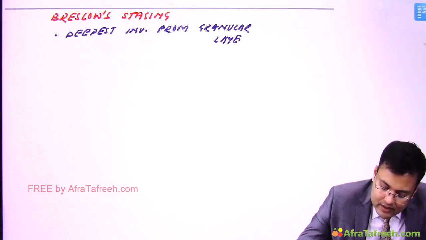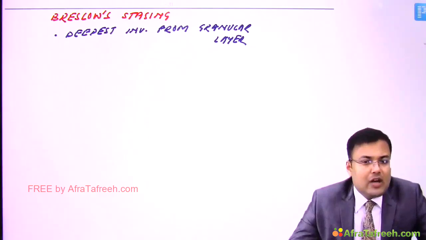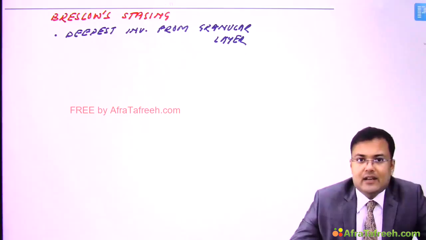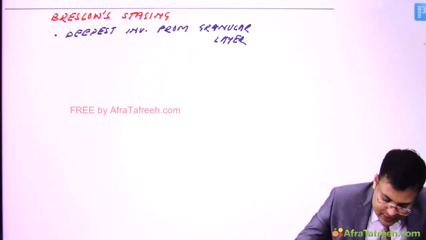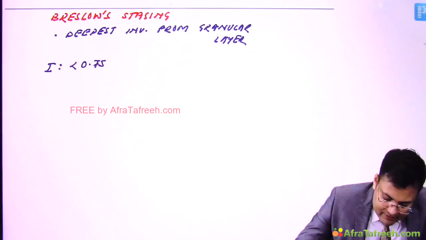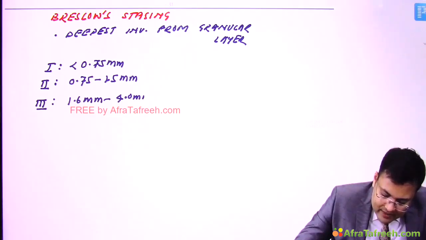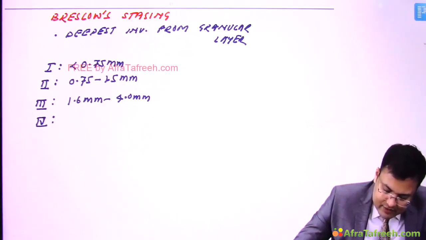Okay? This staging is different in Bailey. Bailey is having certain errors related to this staging. So I am discussing the staging which is given in DVita, right? So see, what is the stage 1? When the depth of invasion is less than 0.75 mm. What is the stage 2? It is 0.75 to 1.5 mm depth of invasion. And what is stage 3? It is 1.6 mm to 4 mm. And what is stage 4? If the depth of invasion is more than 4 mm.